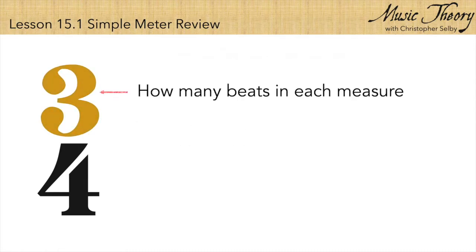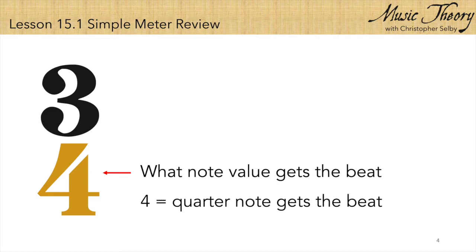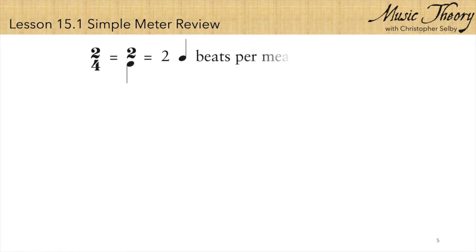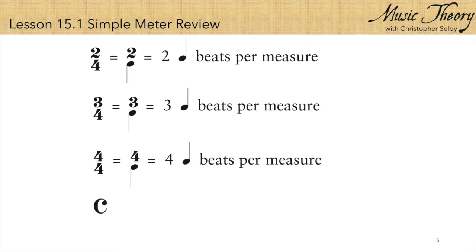The top number of the time signature tells us how many beats are in each measure, and the bottom number tells us what value gets the beat. When there's a 4 in the bottom, typically the quarter note gets the beat. In 2/4, there are 2 quarter note beats per measure. 3/4 has 3 quarter note beats per measure, 4/4 has 4 quarter note beats per measure, and when you see a C in the time signature, that means common time, which is the same as 4/4.